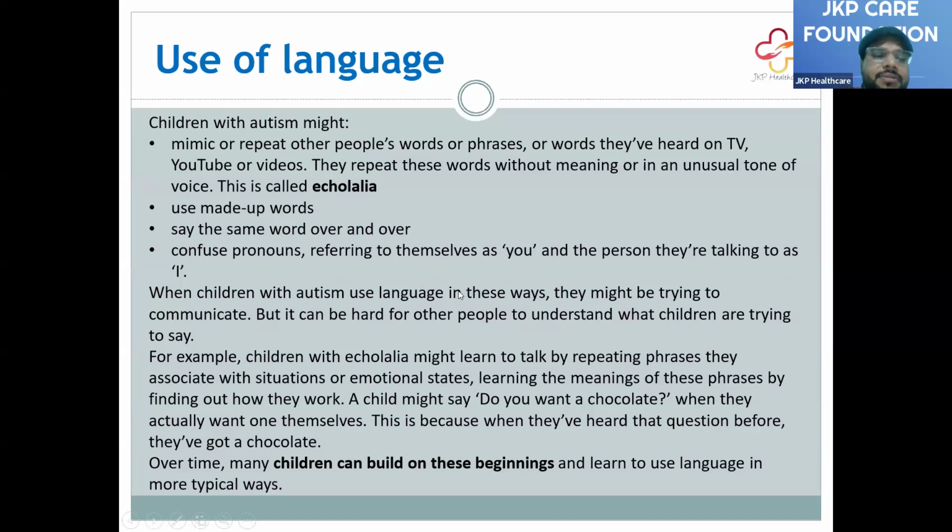Okay. They say the same word again and again, and confuse pronouns, referring to themselves or you and I. Sir, in Hindi please, sir. Sir, please speak a little in Hindi, I don't understand what communication is. I'll repeat. Okay, I'll repeat. Okay, sir. Thank you, sir. So they confuse pronouns referring to themselves, you and the person they are talking to, they call you as I.